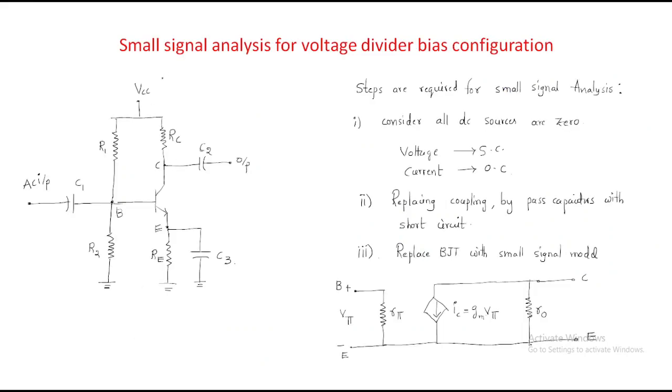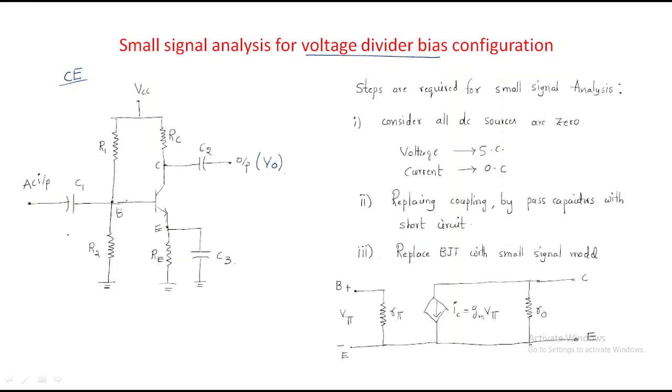We will take one BJT configuration and apply small signal analysis to it, so we clearly understand what actually happens. We take the voltage divider bias configuration, which we already discussed. This is the common emitter configuration, with R1 and R2 connected to the base, and the emitter has a resistance RE. We give the AC input and get the output here.